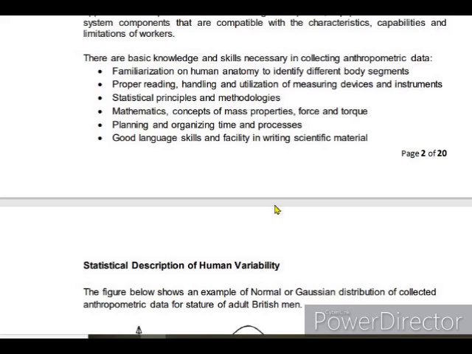So those are the mathematics and science principles we will be considering. Next, planning and organizing time and processes. Yes, we have to consider that because the process of getting the measurements and processing them should be planned. Everything we do, we should plan and organize in accordance with the time value. Next, good language skills and facility in writing scientific material. This applies to making reports. After we gather data, we process them, and we have to make reports, so we have to have good language skills.